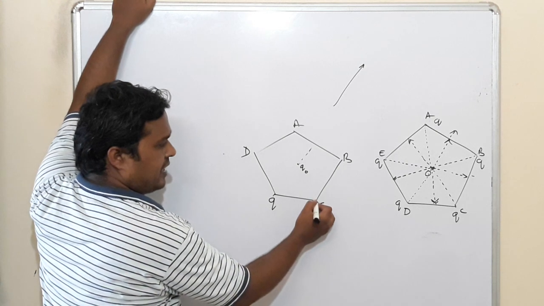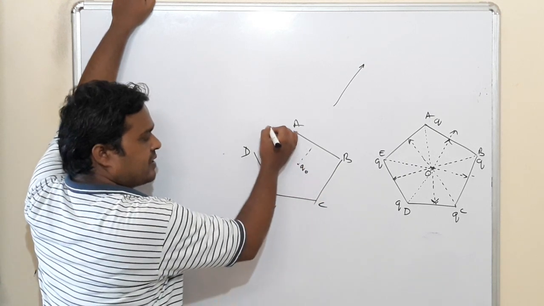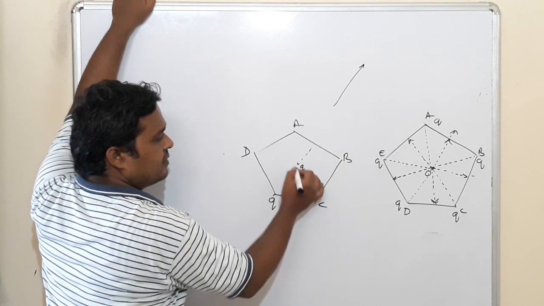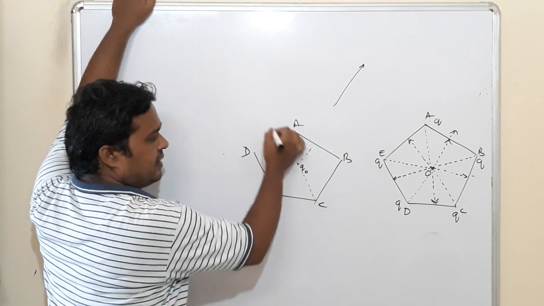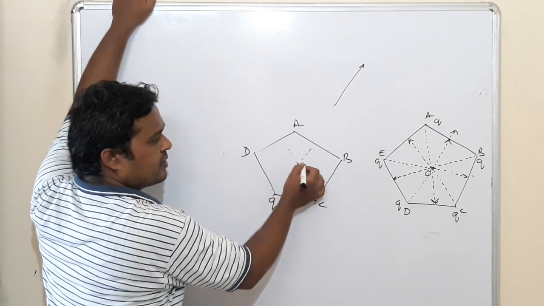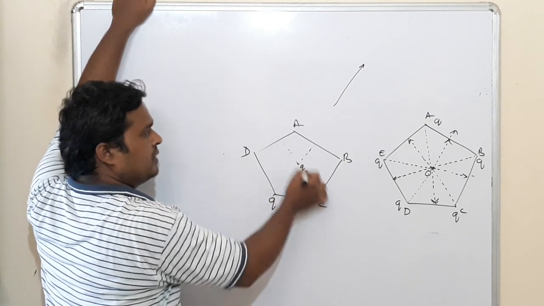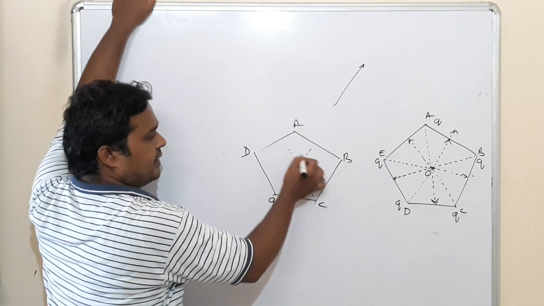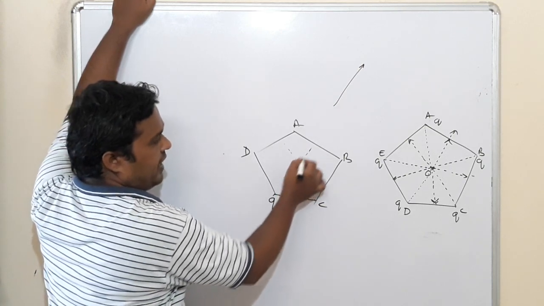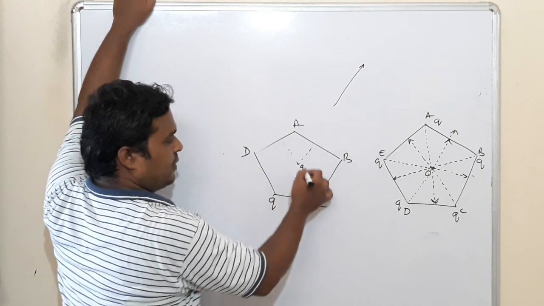Okay, this charge will exert the force in this direction. This charge will exert the force in this direction, like this. Then what will be the angle between these two forces? It will be 72 degrees. Each angle is 72. If I take this and this, the angle will be 72.